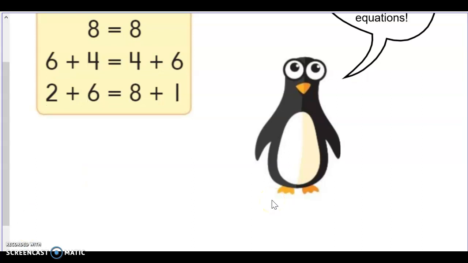2 plus 6 equals 8 plus 1. Is that true? Well, 6 and 2 more, we would say 6, 7, 8. So this one is 8. And this says 8 plus 1. Could that be true? 8 and 1 more is 9. So I don't think this is true. We would have to put a slash through this to say this is not true.